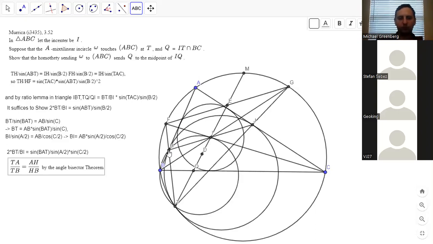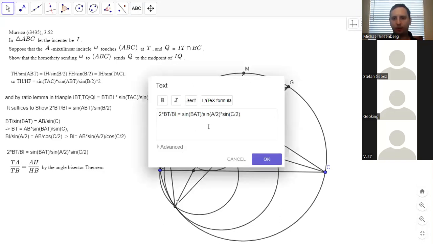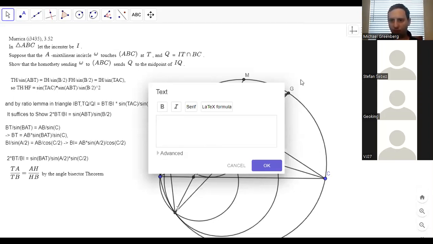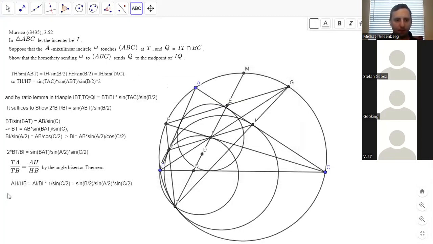If we introduce all the lengths of a triangle, then we could do it. Like AH over HB is AI over BI. Okay. I didn't say that, I think. No, I'm writing what he put in the chat. So, is that right? So copy this. Okay. So combining.